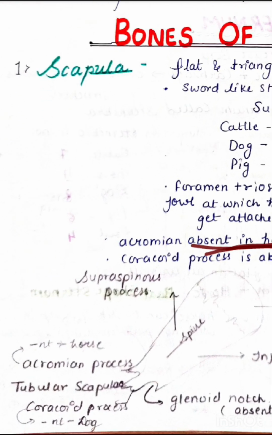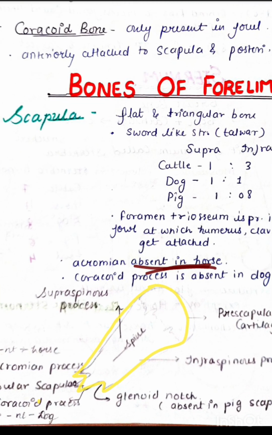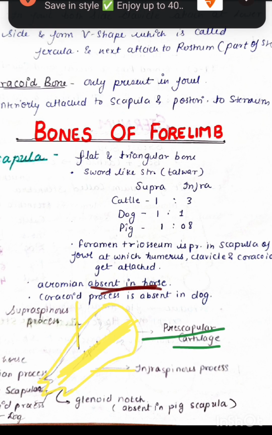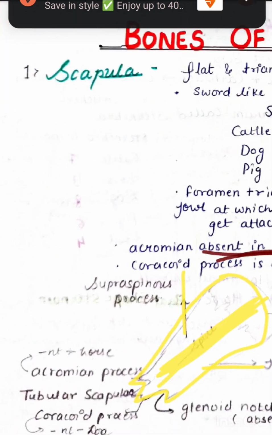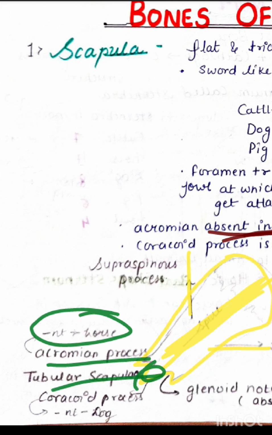So let me first study this diagram, so you can see where these parts are located. This is the diagram of our scapula. This is the spinous process present in the middle of the scapula. This is the supraspinous process, and this is the infraspinous process. This is the prescapular cartilage, which is present here. This is the acromion process, which is absent in horse. This is the tubercle of the spine, and this is the coracoid process.